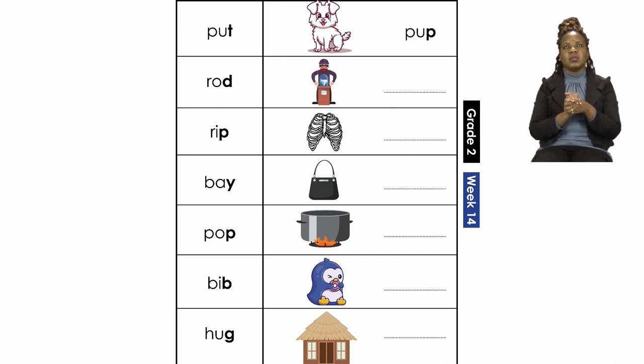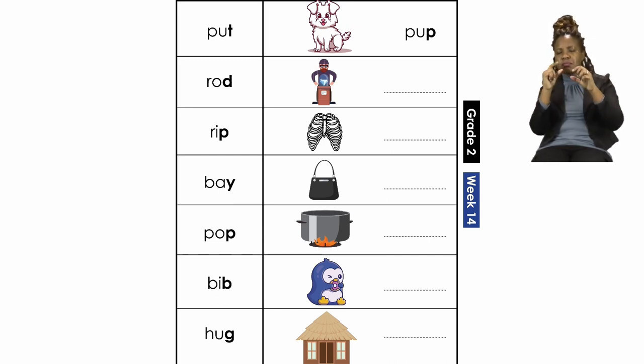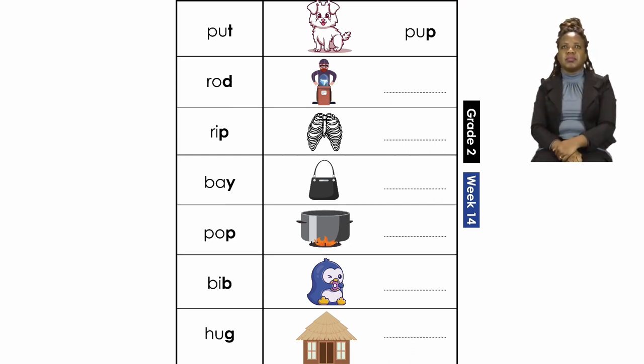P-O-T, pot. So we need to change that pot by using the picture. What can you see? The word we are looking for is p-u-p, pup. So we are going to say that's a puppy and it looks so cute. So we're going to do the one that we can see, rod and bay. So let's take a look at the board.